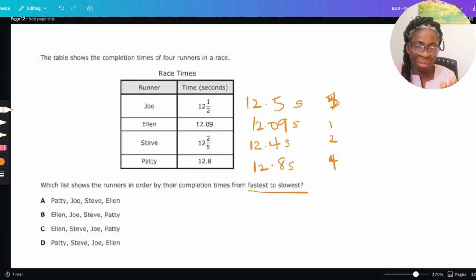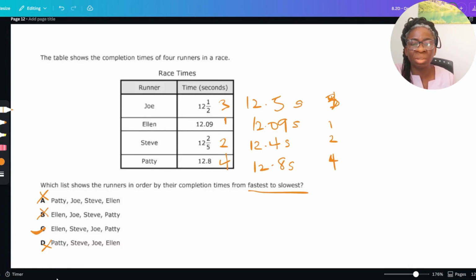Okay, yes, it is correct. I'm still saying the same thing. The person that spends the smallest seconds is the fastest runner. It is from fastest to slowest. So that means we have 1, 2, 3, 4. So that will be Ellen, it's not Patty. Number 2 is Steve, then Joe, and then Patty. So that will be option C.